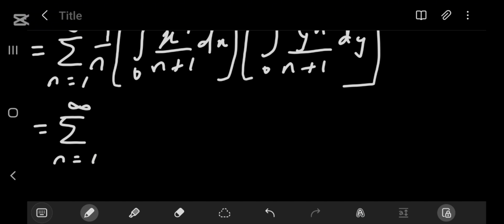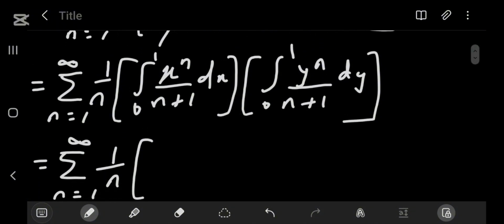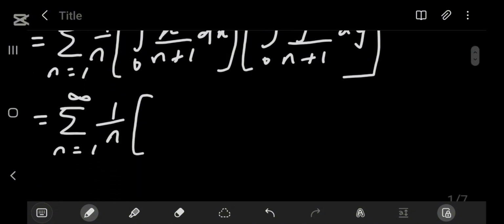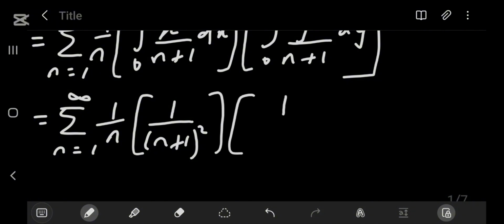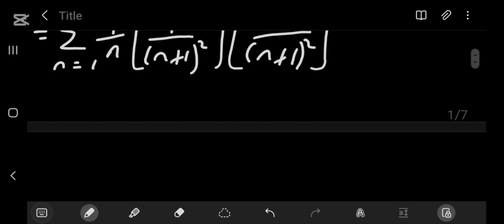The sum from n equals 1 to infinity of 1 over n. If we integrate this, we get x to the power n plus 1 over n plus 1, and we put those values there, so we'll get 1 over n plus 1 whole squared. We get the same answer for this one also, so n plus 1 whole squared. So let's move on to page number 2. We have the sum from n equals 1 to infinity of 1 over n times 1 over n plus 1 whole to the power 4.